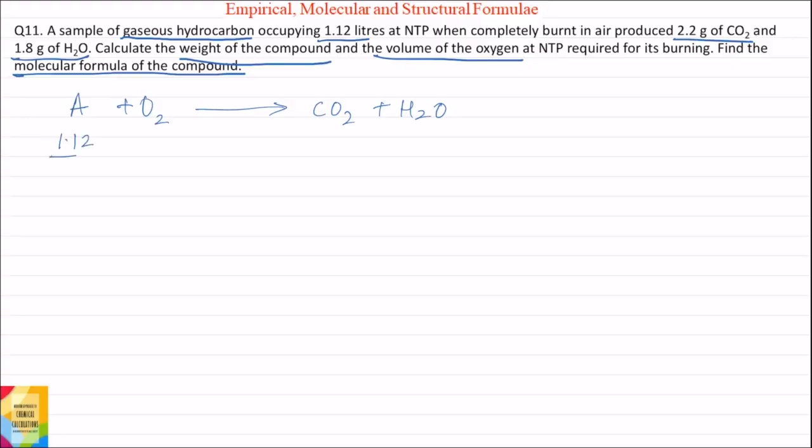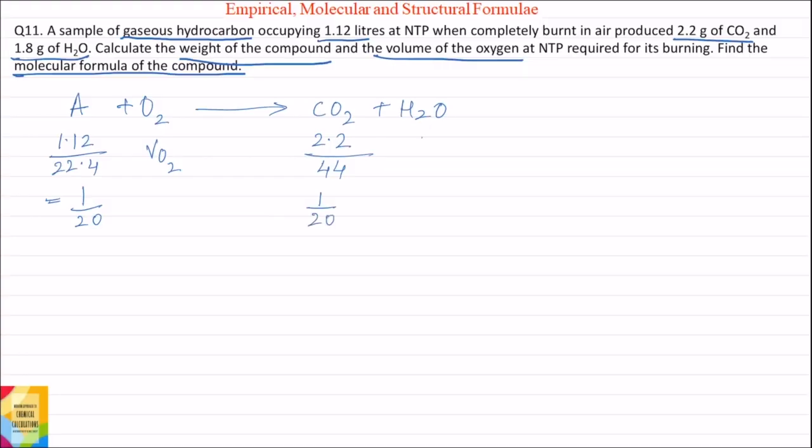So divide this by the molar volume, that is 22.4, and we will get moles of A, which is equal to 1 by 20. Volume of oxygen needs to be found out. Weight of carbon dioxide given is 2.2 gram. Divide it by the molecular weight of carbon dioxide, that is 44, and we will get moles of carbon dioxide, that is 1 by 20.